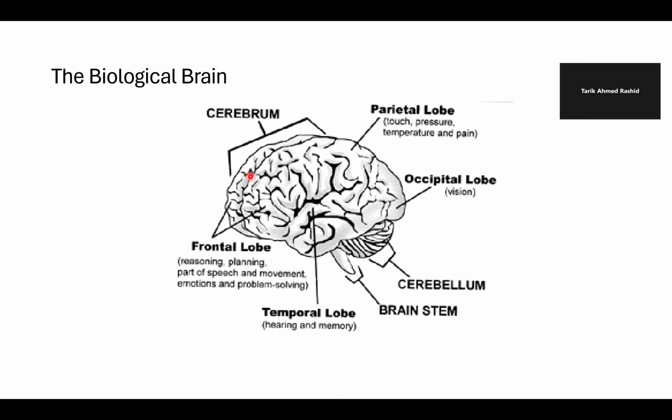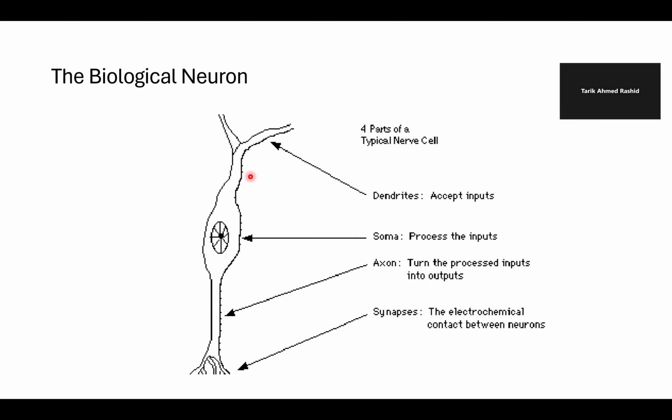This is a biological brain. This is a biological neuron. It has 4 parts. The first part is dendrites, which accept input. The second part is the soma, which processes the inputs. The third part is the axon, which turns the processed inputs into outputs. And the last one is synapses, the electrochemical contact between neurons.